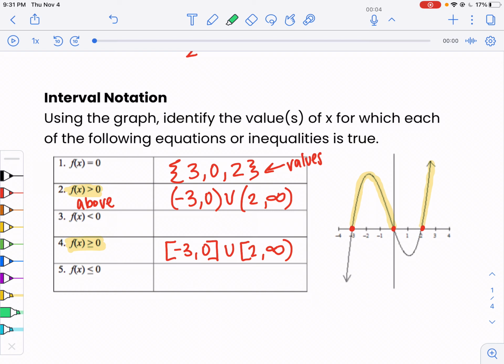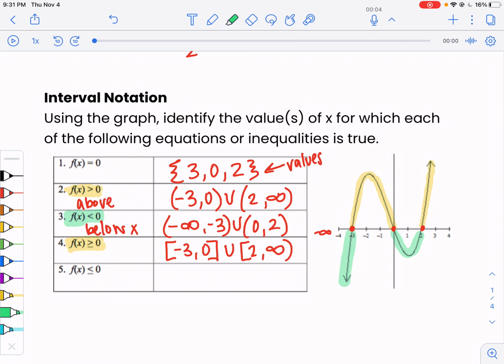For the number 3 and 5, where it says f of x is less than 0, now we're looking below the x-axis. Now we're looking at this section here and that section there. So we would have from negative infinity, all the way to -3 in parentheses, and from 0 to 2.